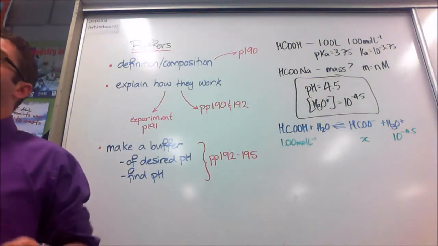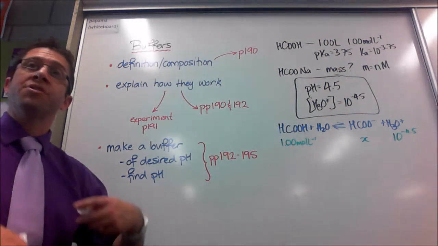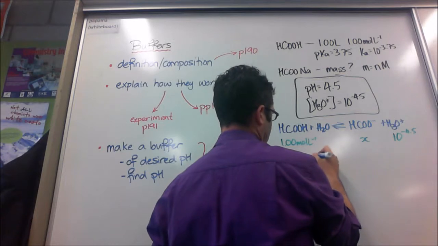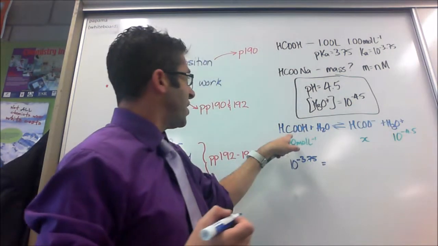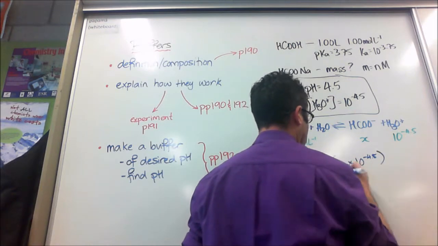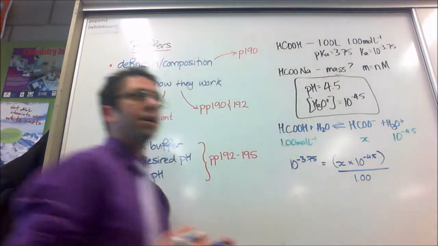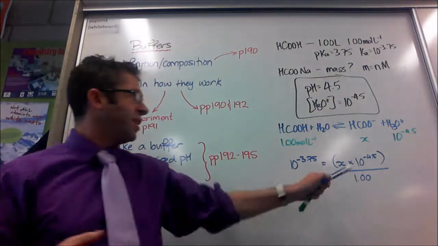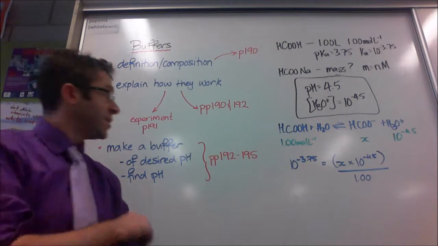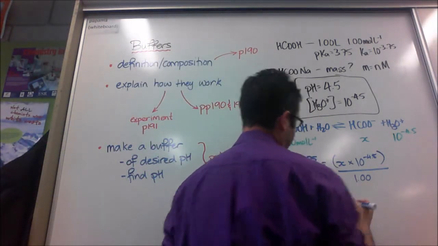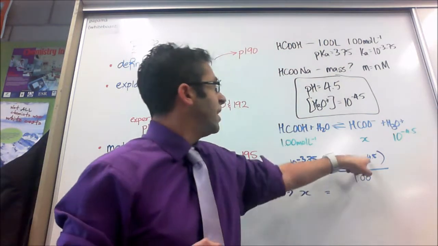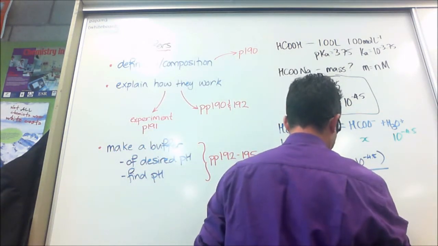Now I can plug all of that into a Ka expression. I'm sorry, I'm going to skip a step here and just put the numbers in. I've said Ka equals 10 to the negative 3.75, so I'll write that. That equals this times this over this. So it equals X times 10 to the negative 4.5 over 1. Well, that's not too bad, because 1's a nice easy number to work with. So, rearranging that to make X the subject, it's going to be that times that, so 10 to the negative 3.75 times 1, divided by 10 to the negative 4.5.